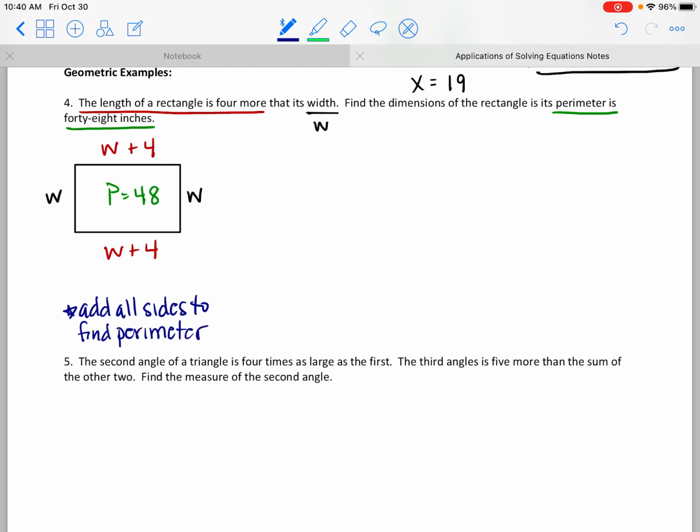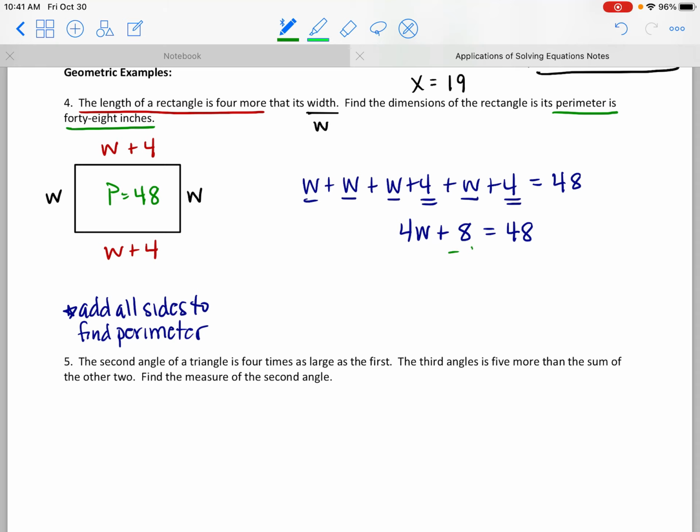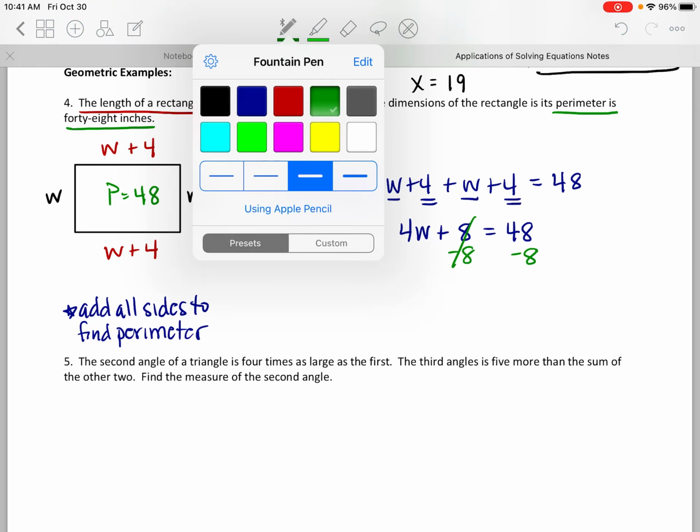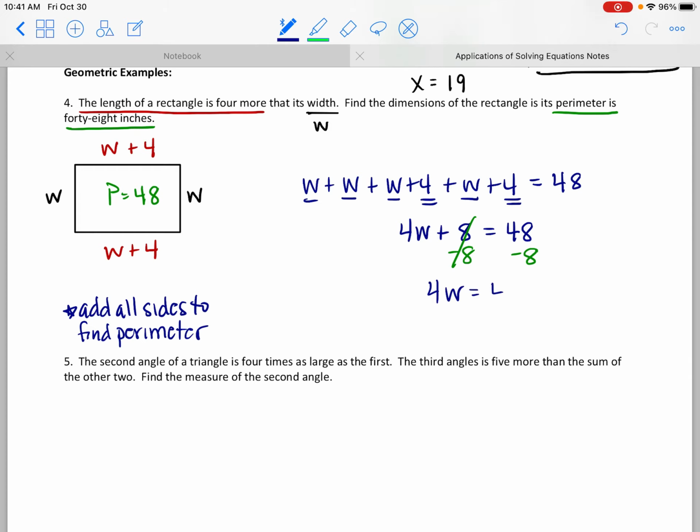So in this case, if I add the w and the w and the w plus 4 and the w plus 4, there's my 1, 2, 3, 4 sides. If I add all 4 of those sides together, according to this problem, the sum of all those sides has to equal 48. So now I have my equation. That's 1, 2, 3, 4 w's plus the 4 here and the 4 here makes 8 altogether, and that has to equal 48. So now I can subtract 8 from both sides because this thing is ready to be solved. So then 4w has to equal 40.